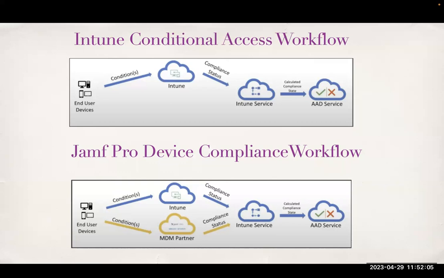But with the Jamf Pro device compliance workflow, we are skipping Intune entirely. So what happens is the end user's device conditions are shared with Jamf Pro, Jamf Pro calculates the criteria based on the smart group, and Jamf Pro shares the compliance status through Intune services to Azure AD for compliance and non-compliance. So we are completely skipping the Intune portal, which was in between previously, and we are using an MDM partner device compliance API to directly talk with Azure AD. So we are skipping Intune. This is something which is going to help us.